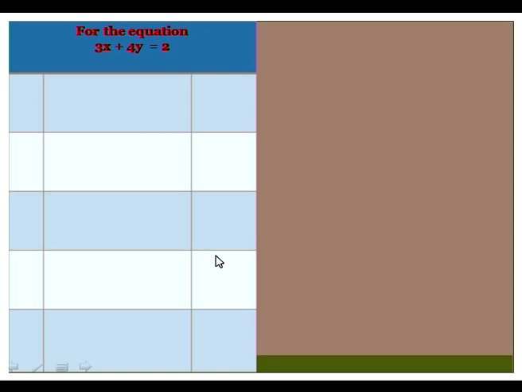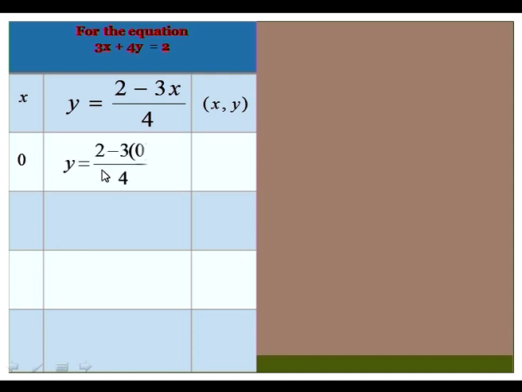So, let us first find the ordered pairs. For every x, y would be equal to 2 minus 3x by 4. We are transposing the terms to the other side and trying to find the value of y. So, our ordered pair would be x, y. So, when I am taking x value as 0, y would be equal to 2 minus 3 times 0 by 4, which is equal to 1 by 2. So, our ordered pair is 0, 1 by 2. When we take x value as 2, our y value would be 2 minus 3 times 2 by 4, which is equal to minus 1.